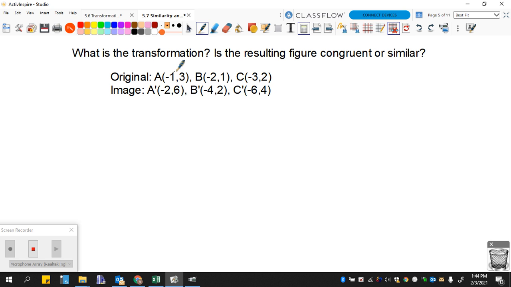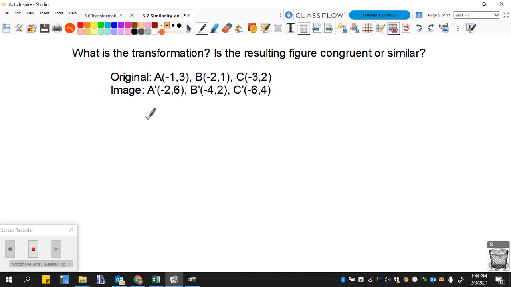The only thing that we did is we multiplied both the x and the y by 2. 3 times 2 is 6. -1 times 2 is -2. -2 times 2 is -4. 1 times 2 is 2. -3 times 2 is -6. And 2 times 2 is 4.